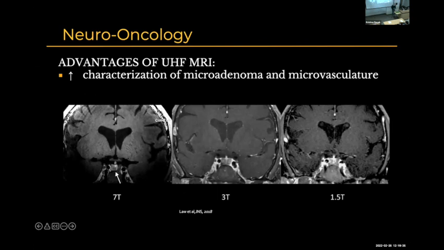In terms of neuro-oncology, one of the main applications of ultra field MRI has been the identification of microadenomas and the microvasculature. And in fact, this is an example of a patient that we scanned at USC a few years ago, where you can see that at 7 Tesla the microadenoma becomes evident, which instead is not really visible at 3 Tesla and 1.5 Tesla. So this patient got a diagnosis based on ultra field, and therefore the treatment.